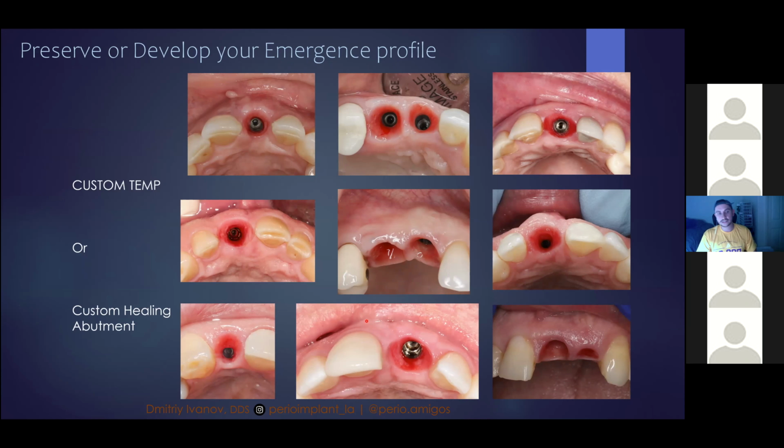Our goal is to either preserve emergence, right? If you have an immediate implant that was done, you either have to preserve that tissue so it doesn't collapse, or you have to create an emergence profile with a temporary, right? So it can be done either with a custom temporary, chairside or lab made, whatever you're comfortable with, or it could be done with a custom healing abutment.